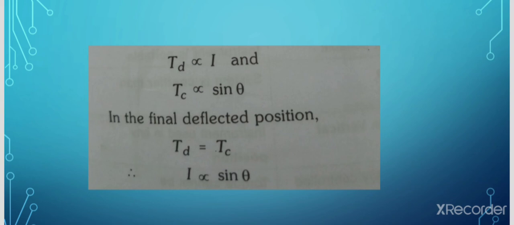Coming to its advantages, it is low in cost and the control is independent of temperature. Also, the controlling torque can be changed easily. Coming to the disadvantages of the gravity control system, it has a non-uniform scale, and the instrument has to be kept in a vertical position before use. So these are the two disadvantages of the gravity control system.